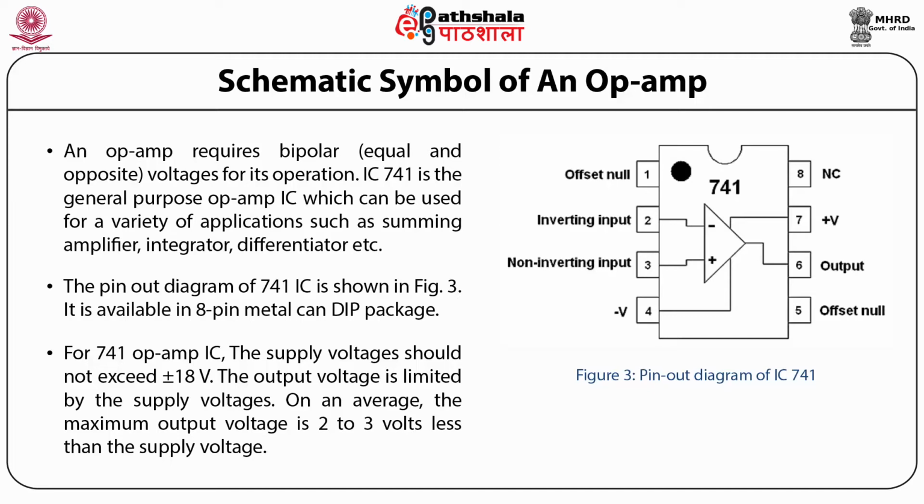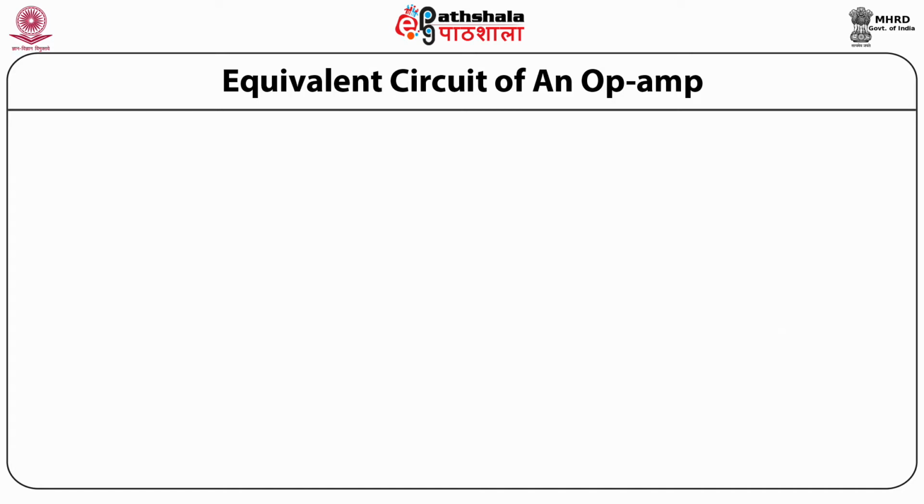The output voltage is limited by the supply voltages. On an average, the maximum output voltage is 2 to 3 volts less than the supply voltage. In addition, there are two pins, 1 and 5, in order to do the offset null. We next move on to the equivalent circuit of an op-amp.